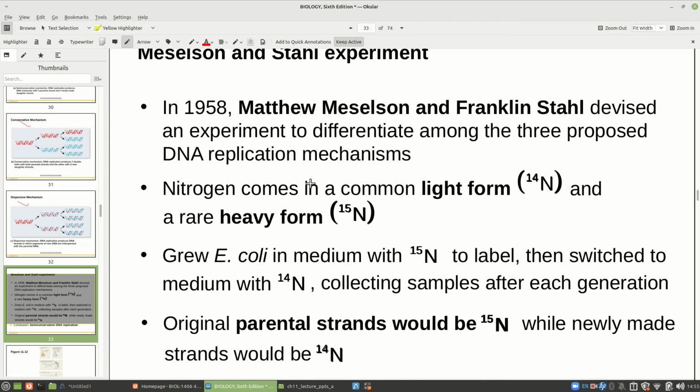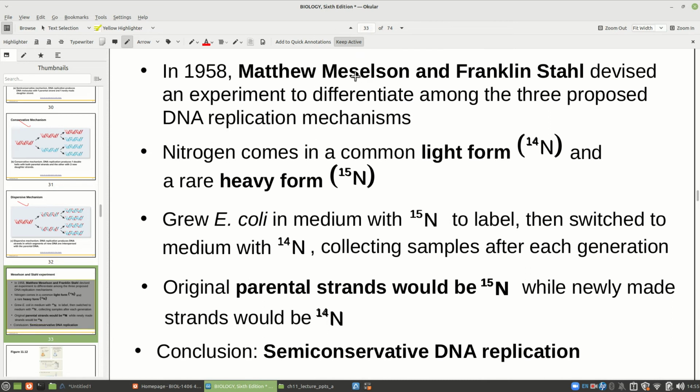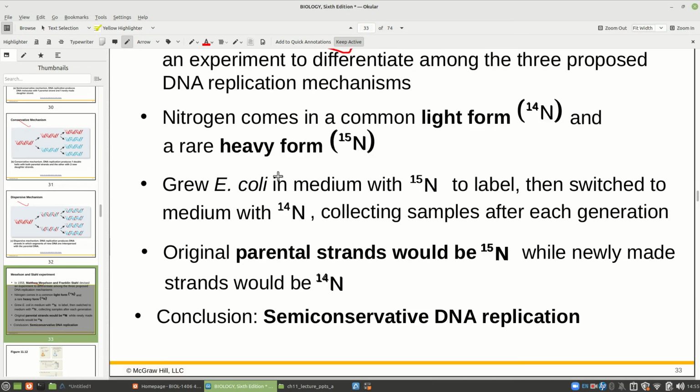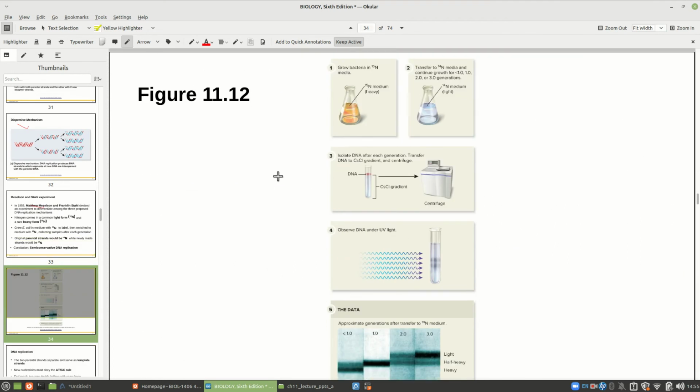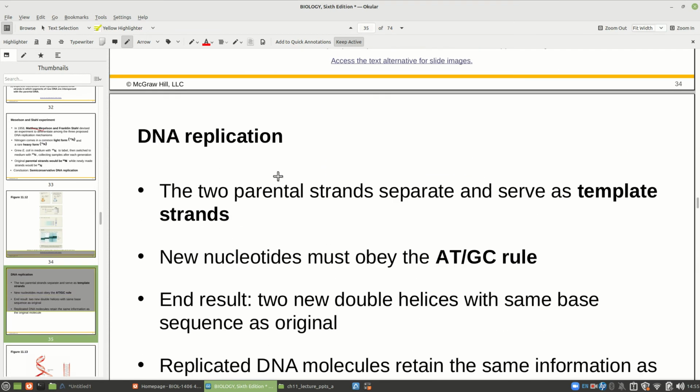Am I going to ask? I might ask one question on Matthew, Mendelssohn, and Stahl. And that's a maybe. I'm not even sure I will ask that one.